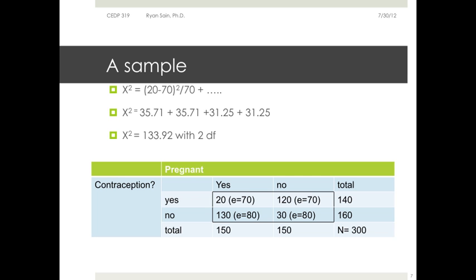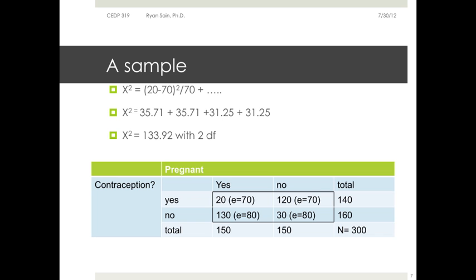For the pregnancy yes and the contraception no condition, we're going to take 160, multiply it by 150, and divide that by 300, and the answer is 80. So you can see that those are expected distributions. So the model itself expects a distribution, if it was truly random, of 70 people in the yes and yes condition and 80 people in the yes no condition.